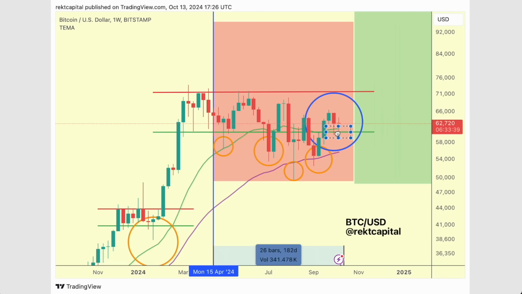range, and also that confluent area of support around the 21-week exponential moving average. So solidifying a base right over here is going to be quite important in providing expansion across the overall range to try and challenge for 71,000, the range high here, for a break into the parabolic phase of the cycle.